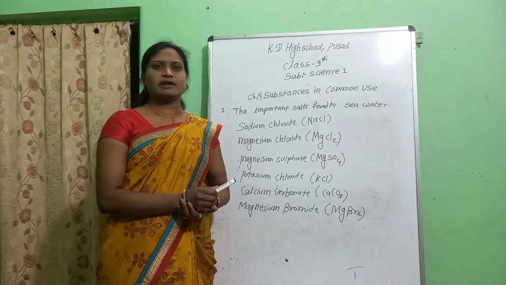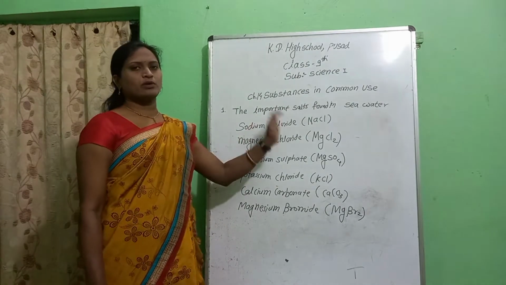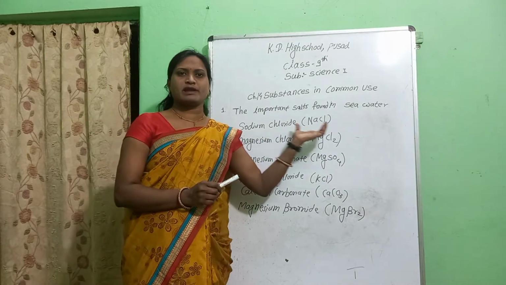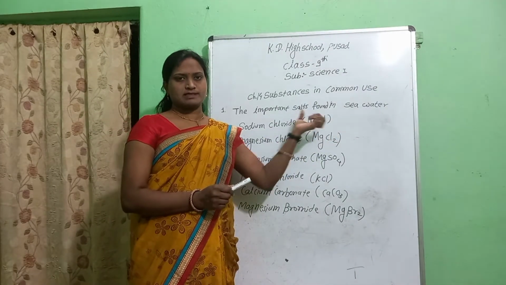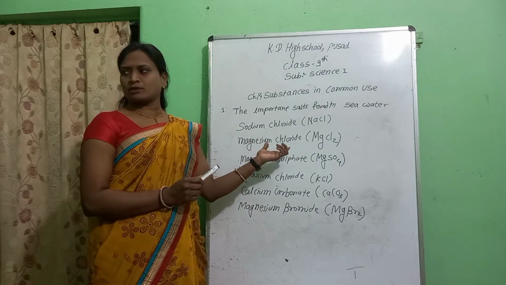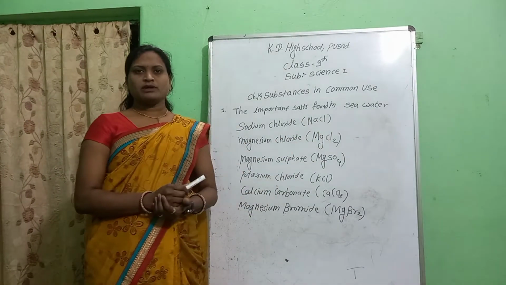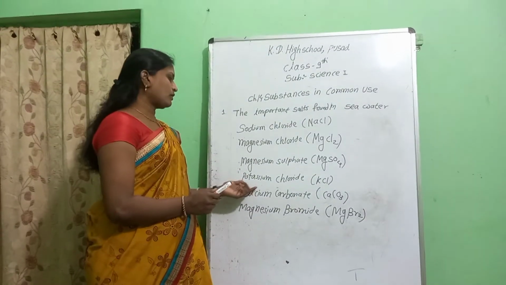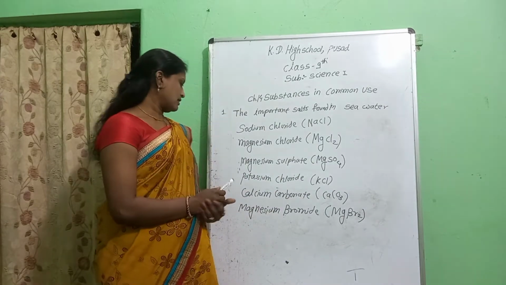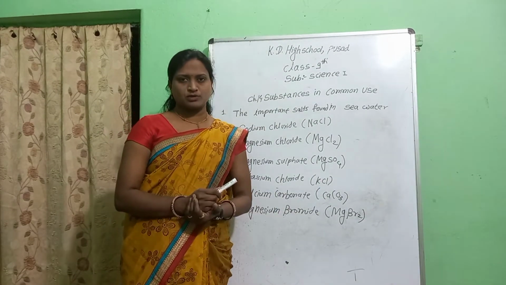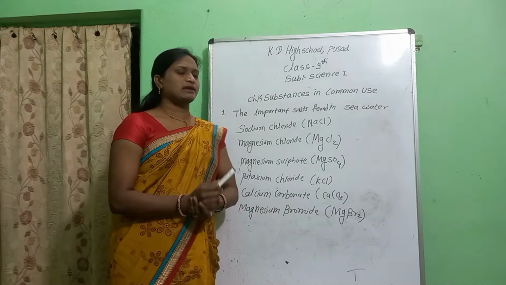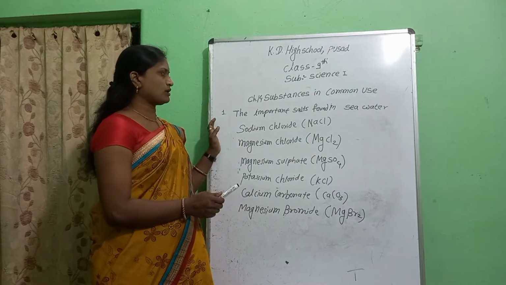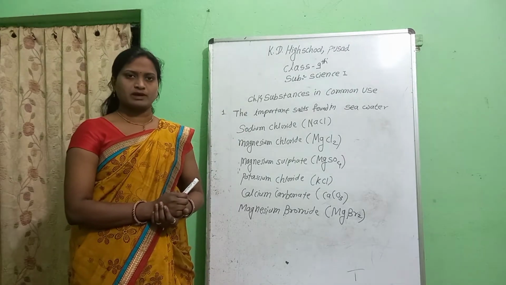Then which are the different salts found in seawater? Sodium chloride, which we also call common salt or table salt, the salt obtained from the sea, that is common salt NaCl. Then magnesium chloride, MgCl2. Then magnesium sulfate, MgSO4. Potassium chloride, KCl. Then calcium carbonate, CaCO3. Then magnesium bromide, MgBr2. These are the various important salts found in seawater.